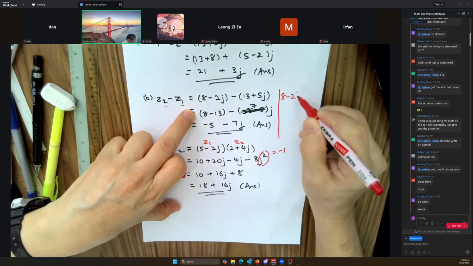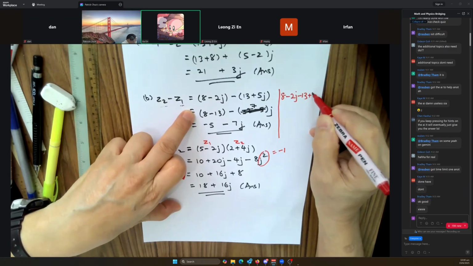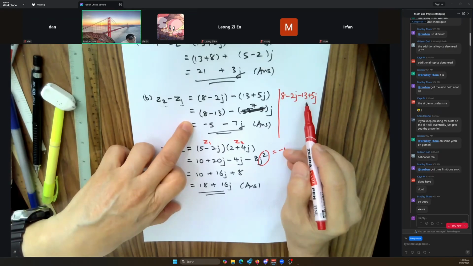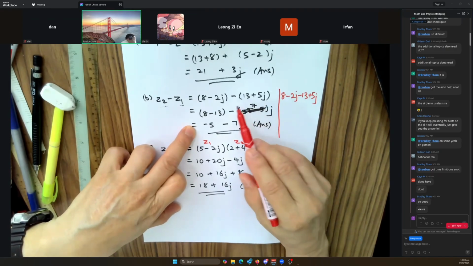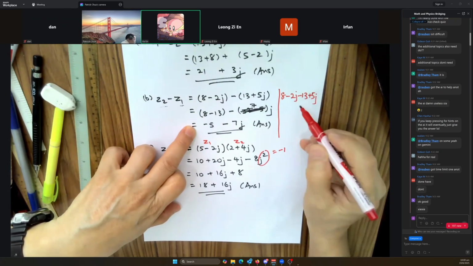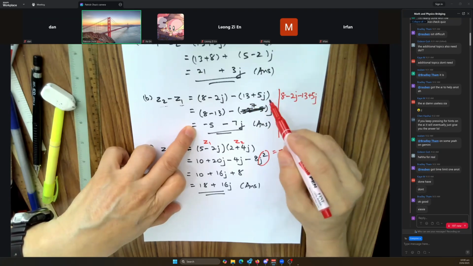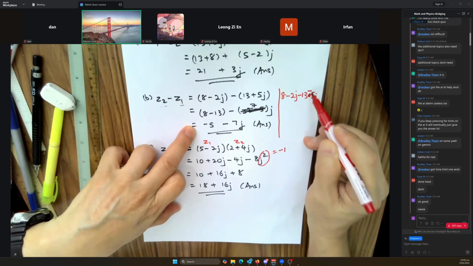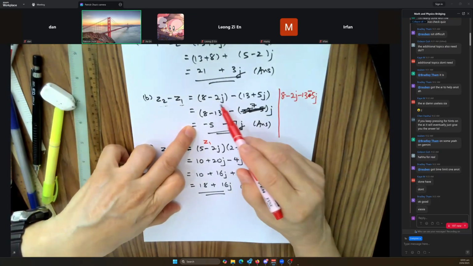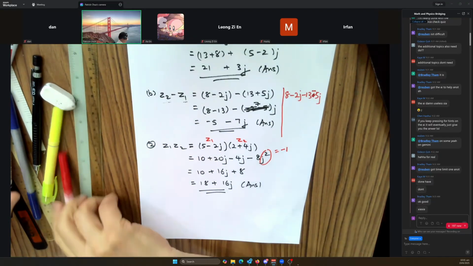You have 8 minus 2j minus 13 plus 5. Shouldn't it be minus 5j? If you don't put the bracket, then you have a different answer. So we put a bracket just to make sure we do it correctly. So you have minus 2j minus 13, then of course you remove the bracket, and this will be a minus. So the same thing: minus 2j minus 5j, so it's 7. Okay, it was my oversight.